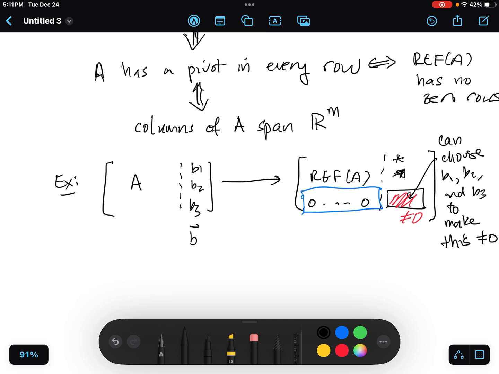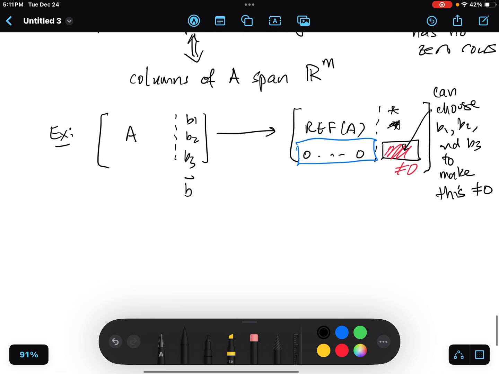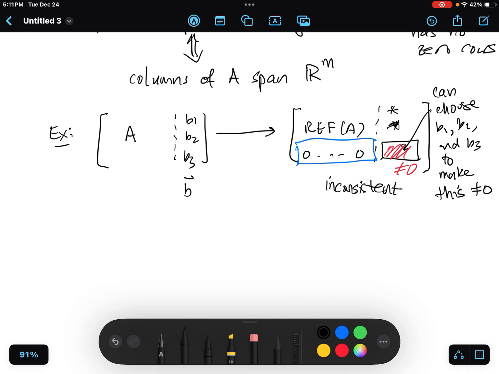Okay, so in order for AX equals B to always be solvable, you can't have any zero rows in your echelon form. And that's the same as saying that there's a pivot in every row, because remember, in the echelon form, every row has a pivot, or it's just the zero row. Right, so if you have a zero row in the echelon form of A, you can choose the vector B to make the system inconsistent, with no solution.